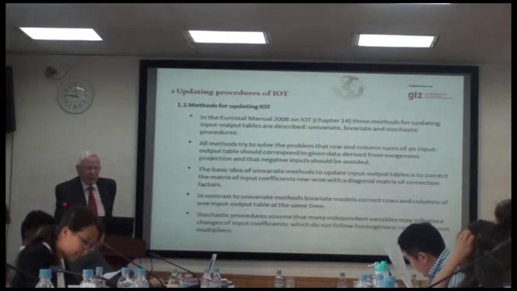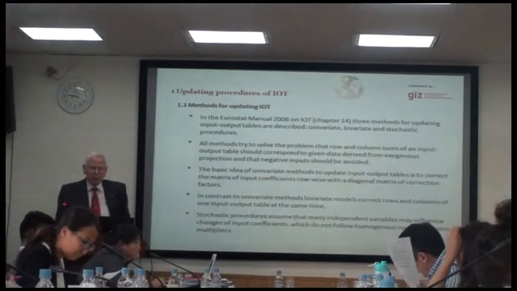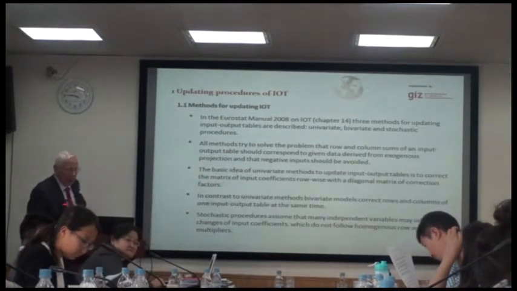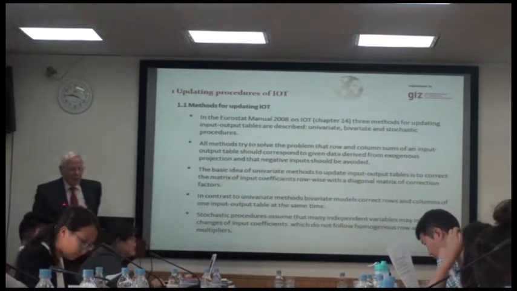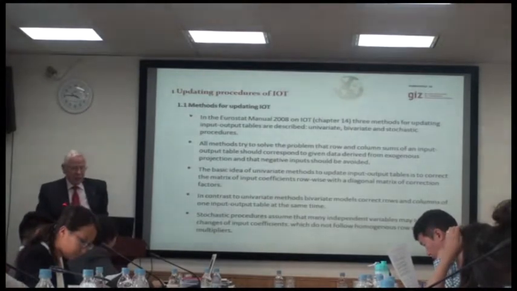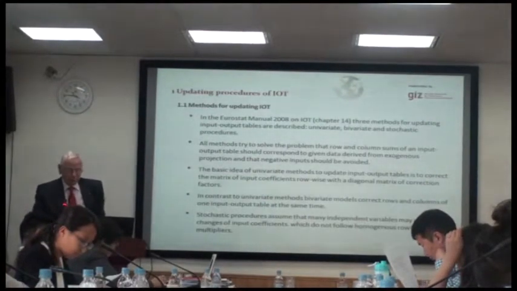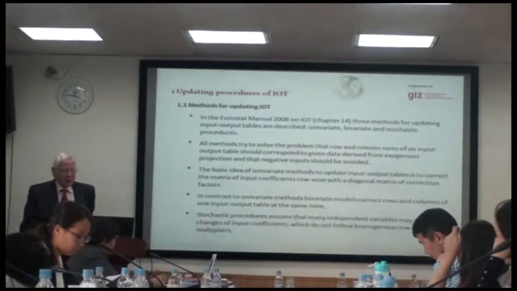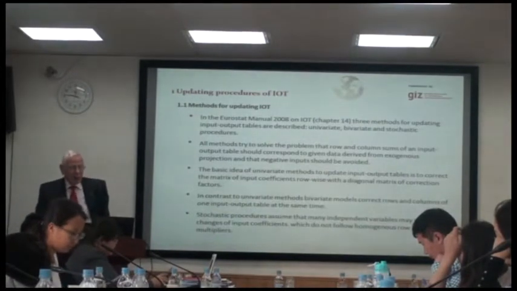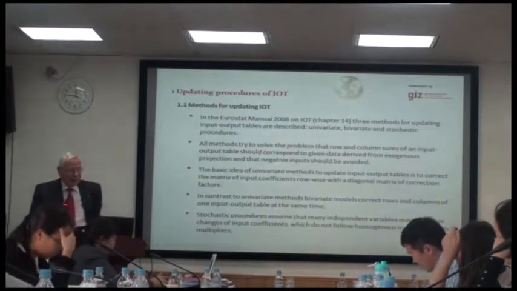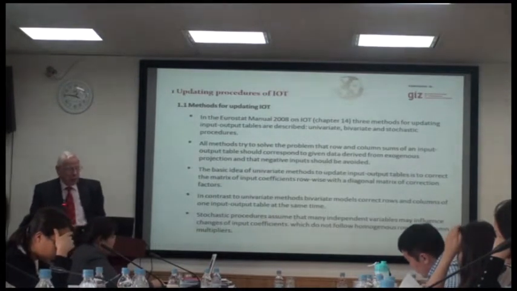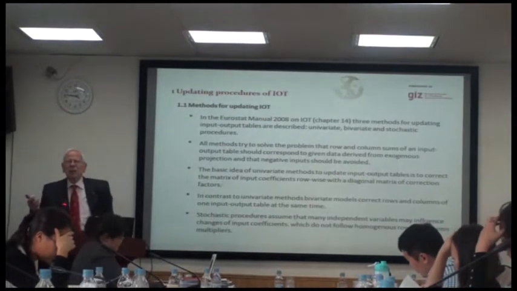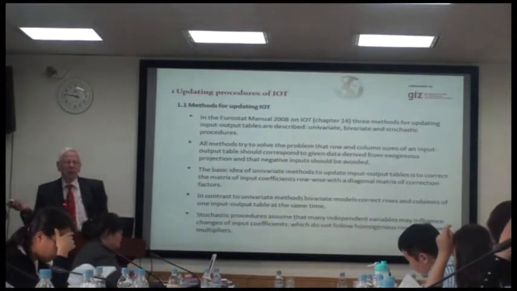In the Eurostat manual 2008 on IoT, in chapter 14, three methods for updating input-output tables are described. They call these three methods univariate, bivariate, and stochastic procedure. All three methods try to solve the problem that row and column sums of an input-output table should correspond to given data derived from exogenous projection, and that negative input should be avoided. One exception: in changes of inventories we can also have negative figures.